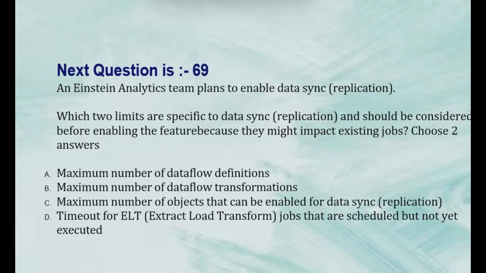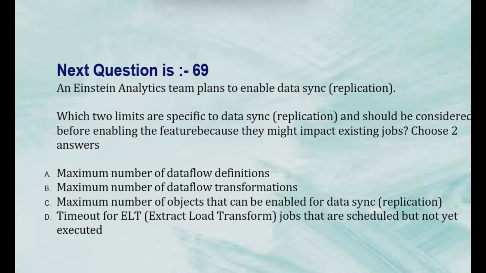Question is, an Einstein Analytics team plans to enable data sync replication. Which two limits are specific to data sync replication and should be considered before enabling the feature because they might impact existing jobs? Choose two options.